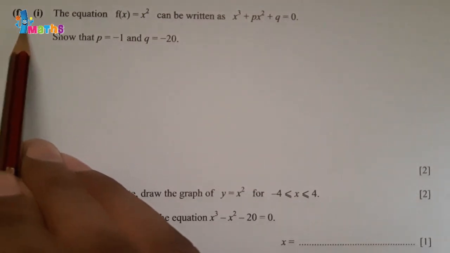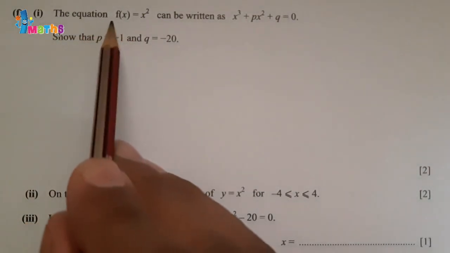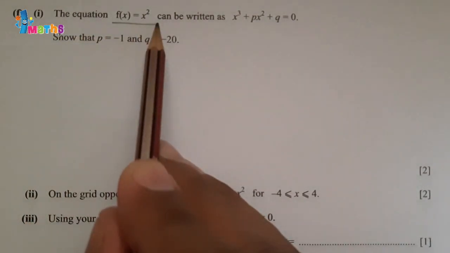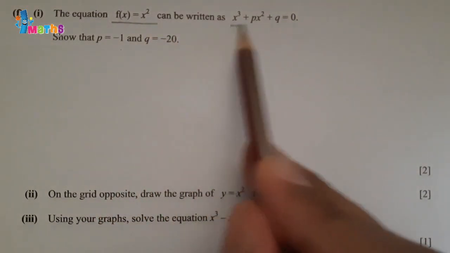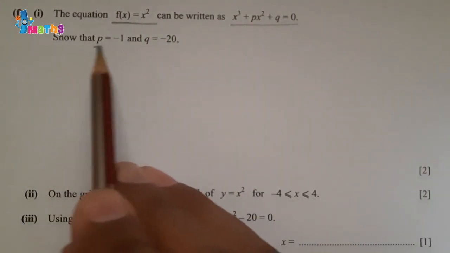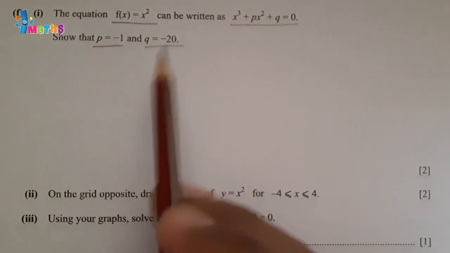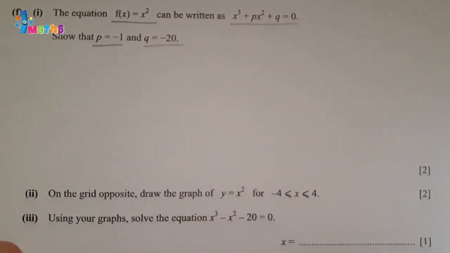F part 1. The equation f of x is equal to x square can be written as this one. Show that p is equal to minus 1 and q is equal to minus 20.